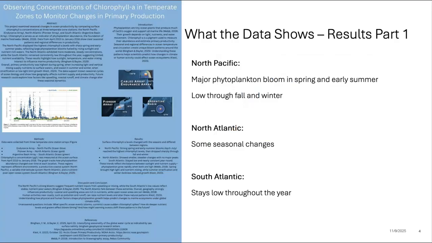If you take a look at the graph section of my poster, you'll see 3 lines. Each one shows how chlorophyll A changed over time at each site. In the North Pacific, the blue line shoots up in spring and early summer. That's a major phytoplankton bloom. Then it drops sharply as summer goes on and stays low through the fall and winter. In the North Atlantic, the gold line stays steadier with smaller bumps, so there's still some seasonal changes, but not nearly as extreme as in the North Pacific. In the South Atlantic, the green line stays flat and low almost the entire year, showing very little phytoplankton growth. So overall, the North Pacific is the most productive and the South Atlantic is the least productive.